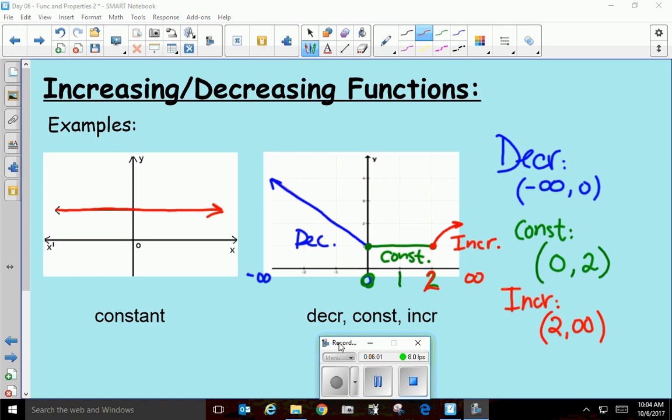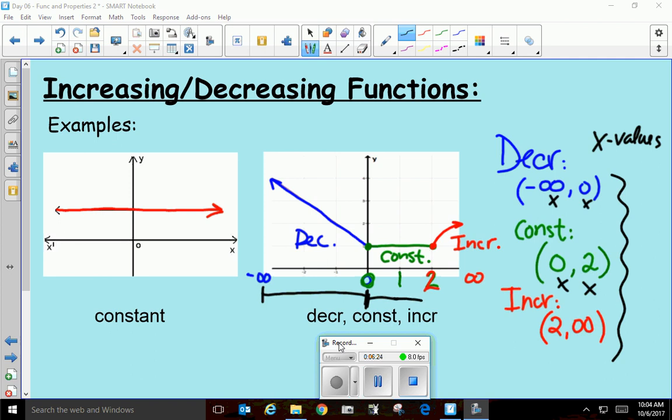Now, notice that all these intervals here, these aren't coordinates, they are x values, my intervals. Okay, they're all x. This is an x value, and so is this. They are not coordinates. That is the interval from negative infinity to 0 on the x-axis. This one right here is the interval from 0 to 2. This interval here is from 2 to positive infinity. So we can actually describe not only its decreasing, constant, and then increasing, we can describe where that happens.